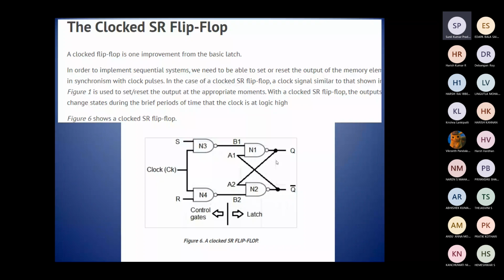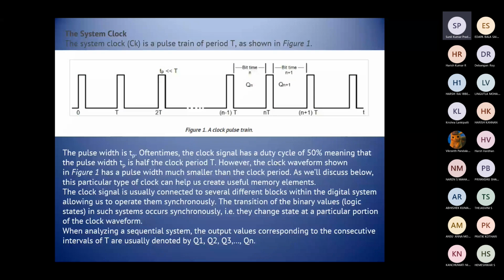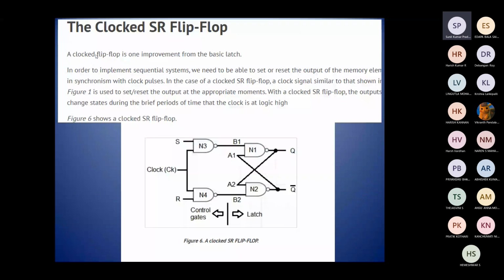Now in the case of the clocked SR flip-flop, a clock signal similar to that shown in the figure is used, because in figure 1, if you remember, I showed you in the morning, this is the clock pulse train which has period T. Here to here is one period T, again here to here is another period T. This is the time period of this clock pulse, and this is the width of the clock pulse, tp, which is very less than the period T. This clock pulse can be used to set and reset the output at the appropriate moments.